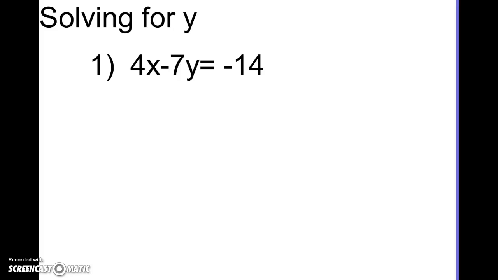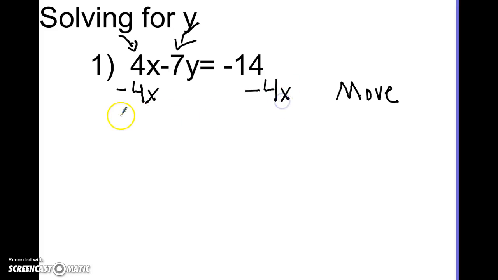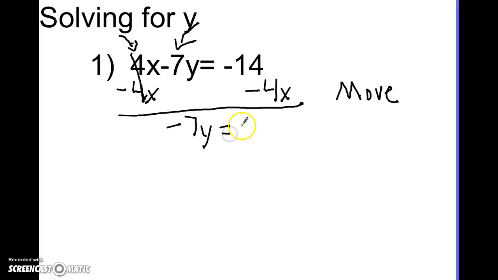As we talked about in class today, to solve for y, we have to first move a term, and sometimes we skip that step. We have 4x and we have 7, and we have to get rid of both to get the y by itself. So we're going to move the 4x by taking the inverse, which is negative 4x on the left and negative 4x on the right. What you do on the left side, you do on the right. So that gets rid of the 4x. We have negative 7y equals negative 14 minus 4x.